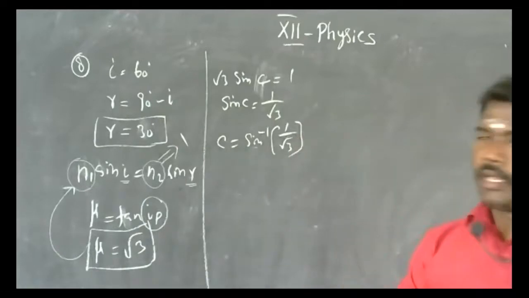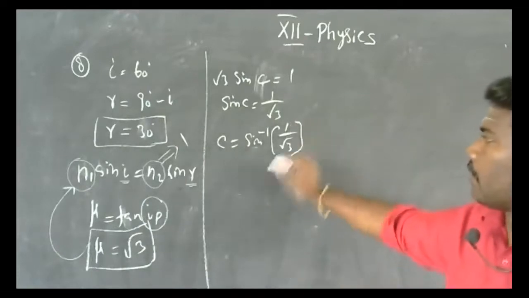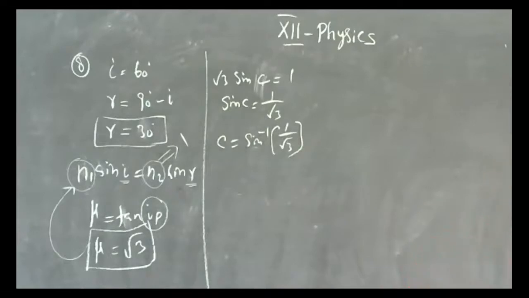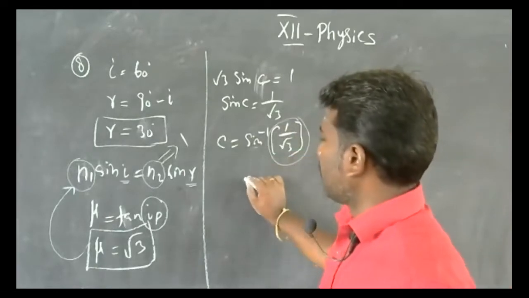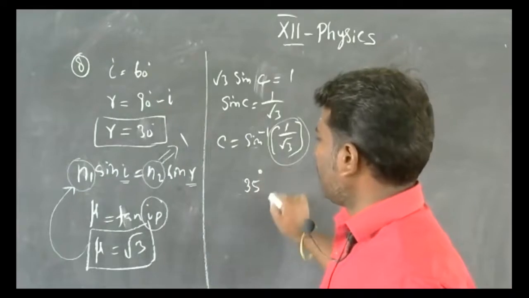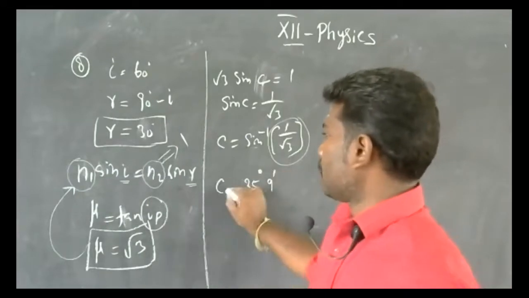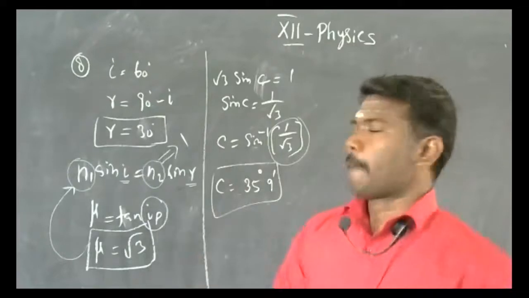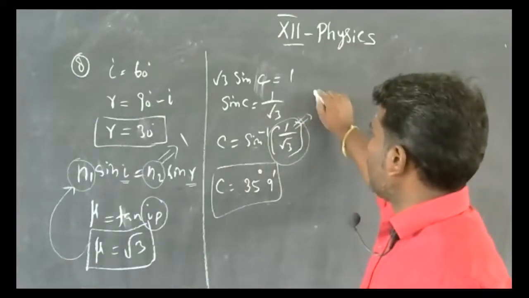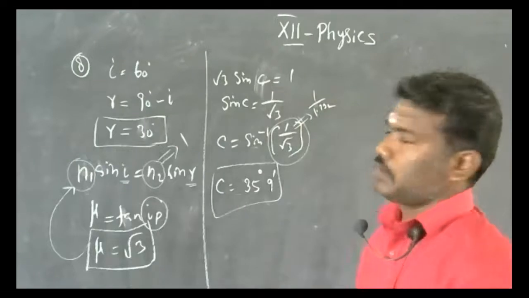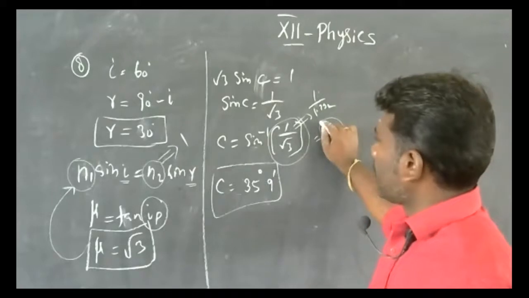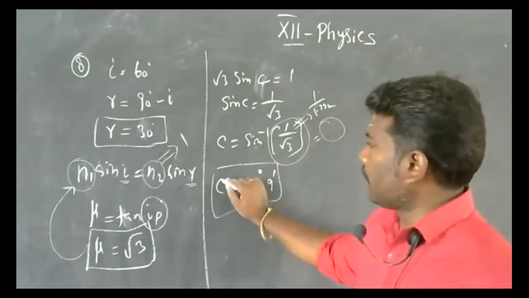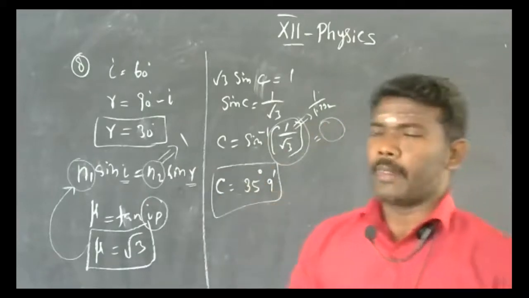And in the normal trigonometric tabular column, we don't know the value for 1 by root 3. So now we are going to use the natural sine value. So the 1 by root 3 value in the natural sine gives a value 35 degree 9 minutes. So the critical angle is 35 degree 9 minutes. So first you simplify this value 1 by 1.732. You divide this value and you calculate the angle for this value in the natural sine tabular column. The critical angle is equal to 35 degree 9 minutes.